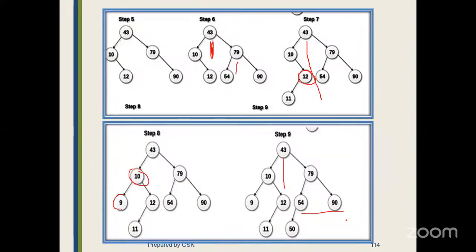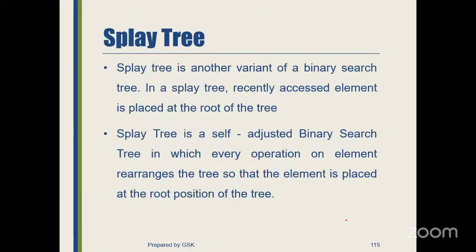So this is the brief idea for you to understand how to create a binary search tree with the given elements. Now, the next type of tree is the splay tree. A splay tree is another variant of the binary search tree, which is also a binary search tree.